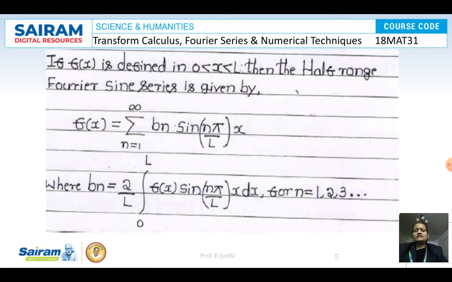If f of x is defined in the interval 0 to L, then the half-range Fourier sine series is given by f of x is equal to summation bn sin n pi by L of x, and bn is given by 2 by L integral 0 to L f of x sin n pi by L x dx for n 1 to infinity.